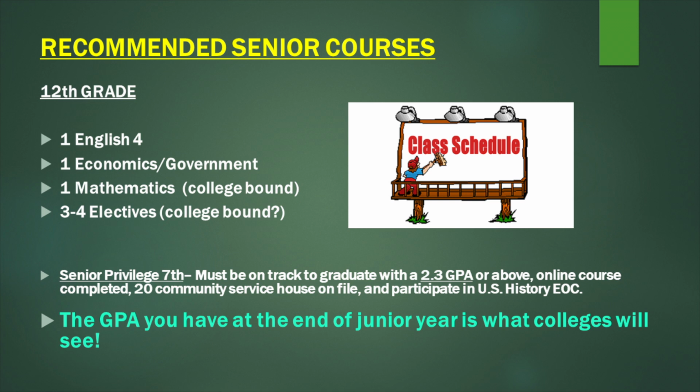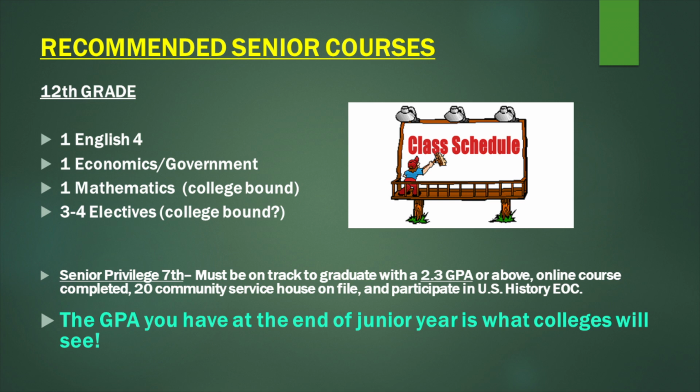Juniors, this is what your potential schedule will look like for your senior year. English, mathematics, economics, and American government, and 3 to 4 electives. Reminder, if you are interested in having a period off, you must be on track for graduation.